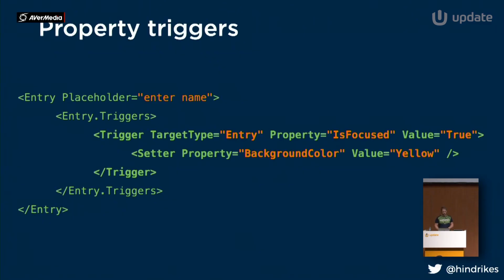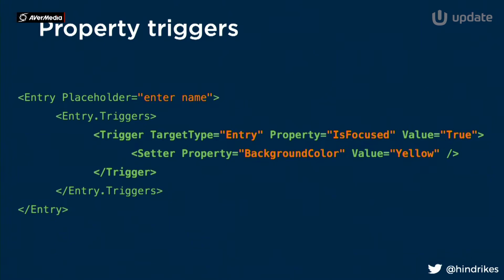This is a property trigger. So it will trigger when a property changes. So you can define, for example, in this case, we have an entry. And when the entry is focused, we will set a couple of properties. So in this case, when IsFocused is true, we will change the background color to yellow to make it more obvious to the user that they have selected the entry.